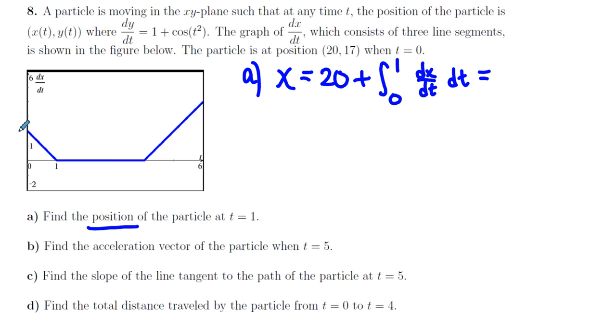If it helps, this is a y value of 2. So this is a triangle of area 1, so the x position is 21.